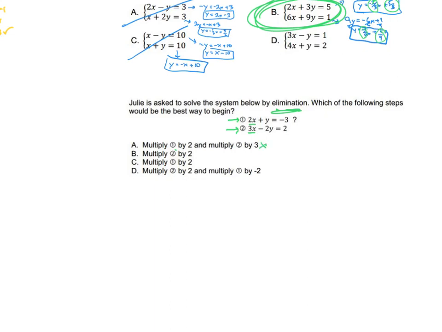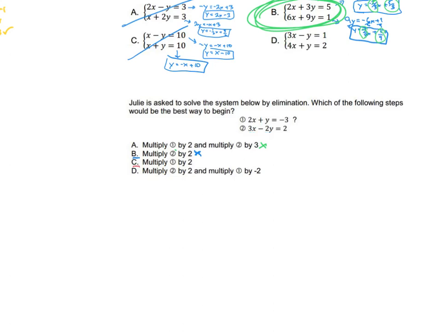Let me erase that. Let's try, I'm going to do the next one in blue. Multiply number 2 by 2. If I multiply this by 2, it's going to make that 6x, that negative 4. Well, that doesn't help me eliminate anything on the top, so I don't like that one. Let's try C.